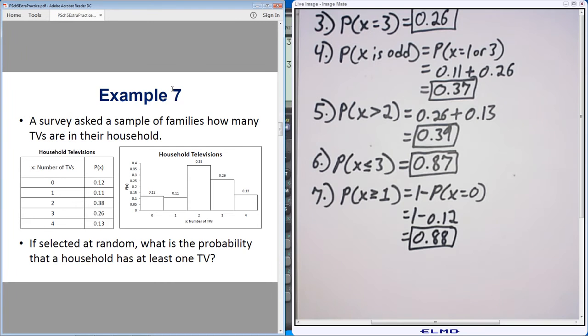Again, if you wanted to, you could have added up all the probabilities from 1 to 4. Either way will give you the same answer for that one.